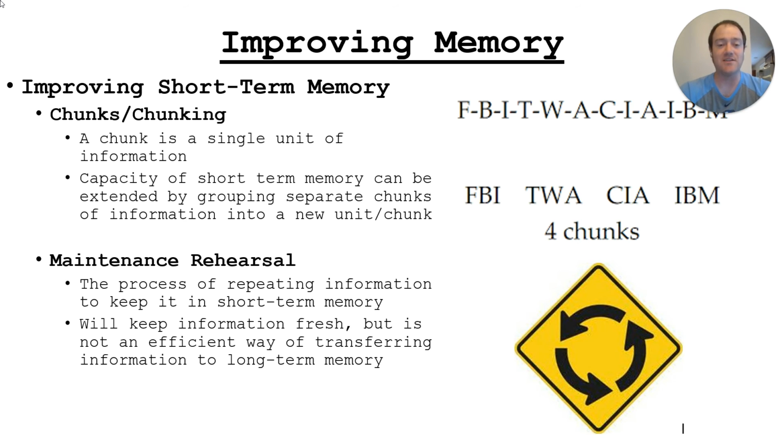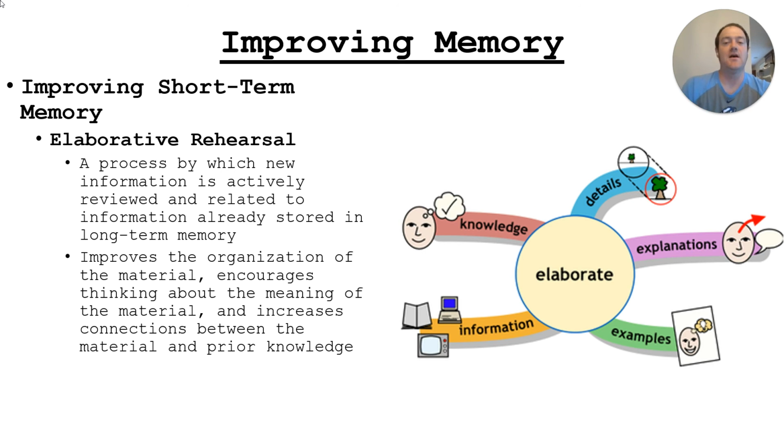Maintenance rehearsal. I talked a little bit about this when I went over the Atkinson-Shiffrin model last video, but this is just repeating information to keep it in short-term memory. So saying something over and over and over again, that's maintenance rehearsal. Again, the example I used, which doesn't happen much anymore: if someone verbally tells you their phone number and you don't have anything to write it down or type it into your phone, you would just say it over and over again until you had a chance to write it down, keeping it in your short-term memory. Okay.